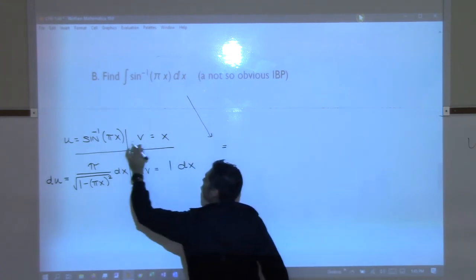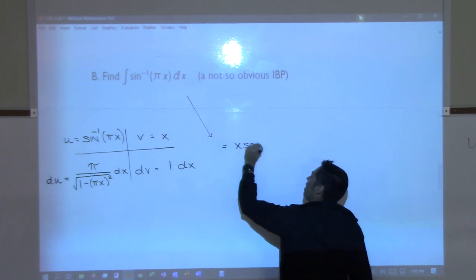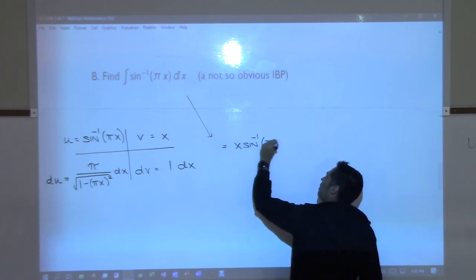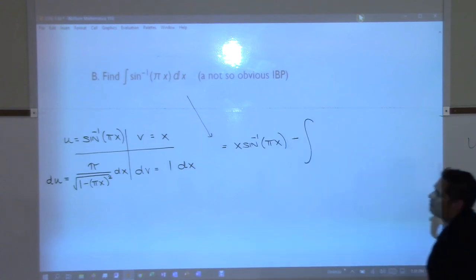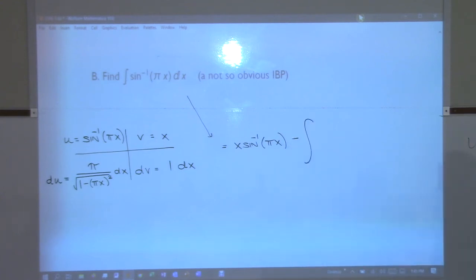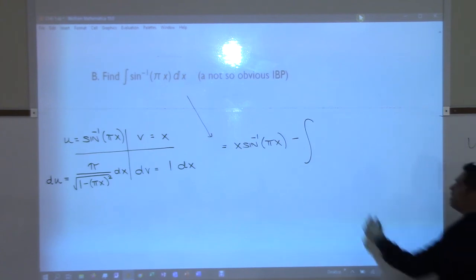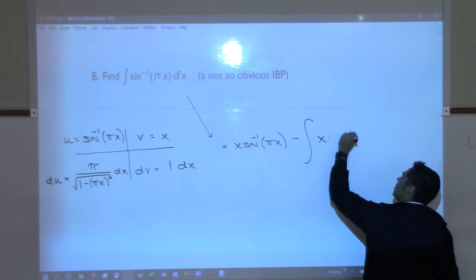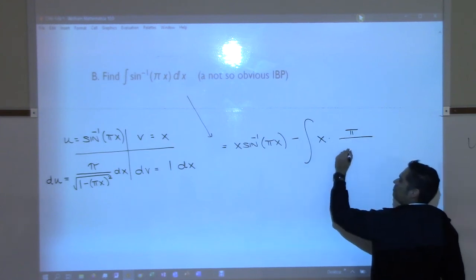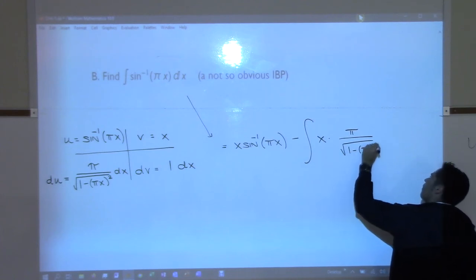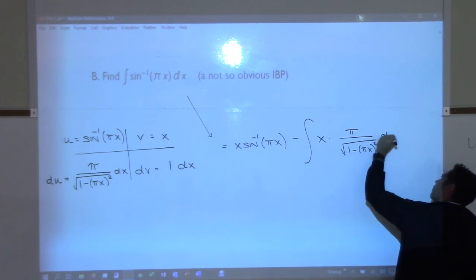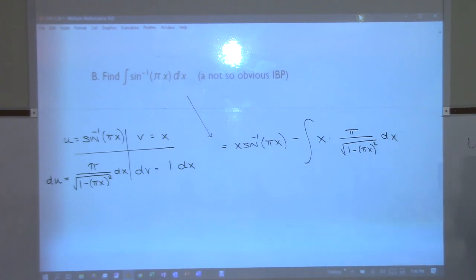So these two multiplied is just x arcsine of pi x, minus the integral of the v times the du. I'm just going to write it out. Here's the v times the du. Do you all agree that that's where we are?